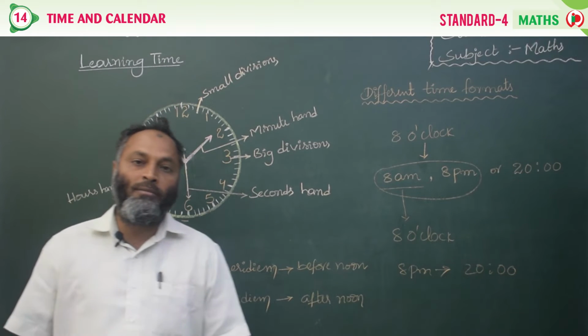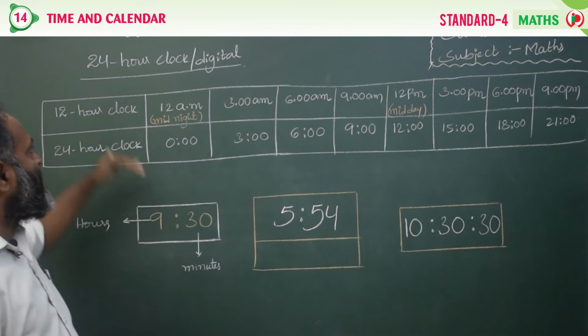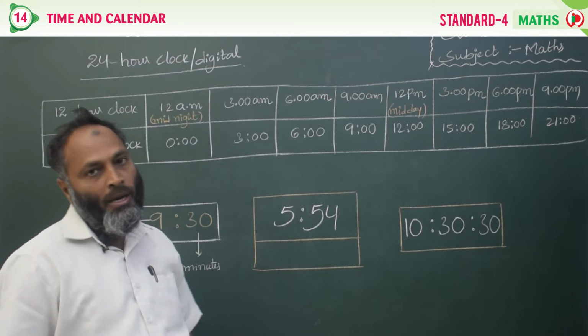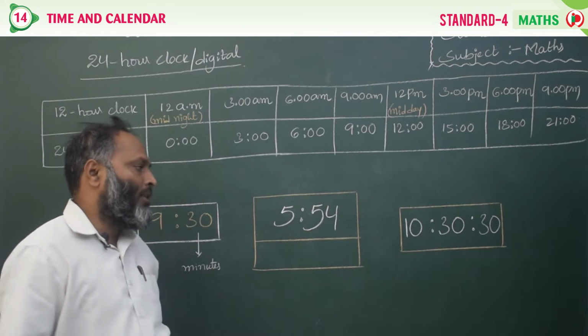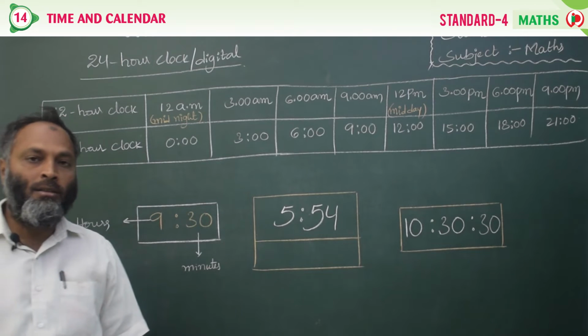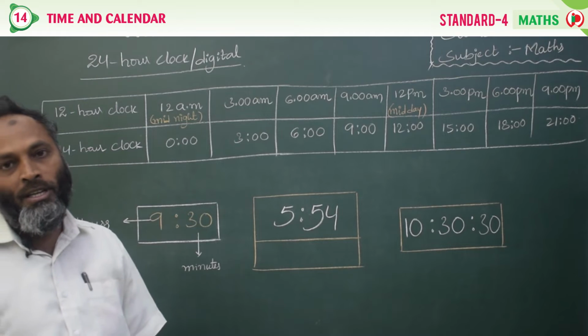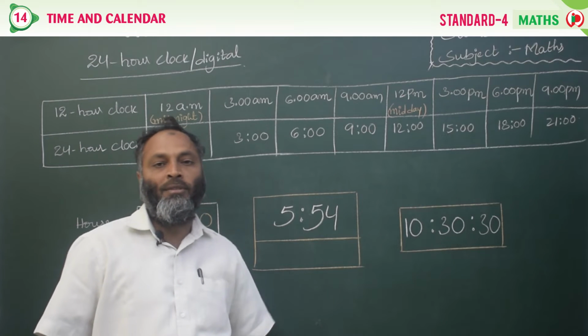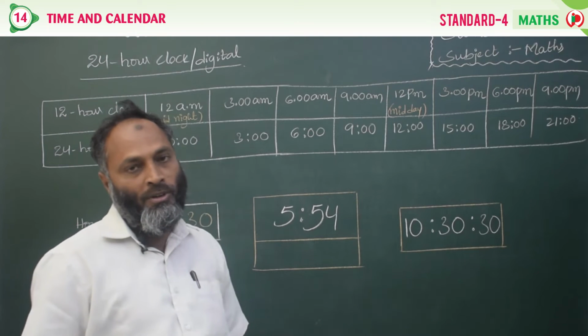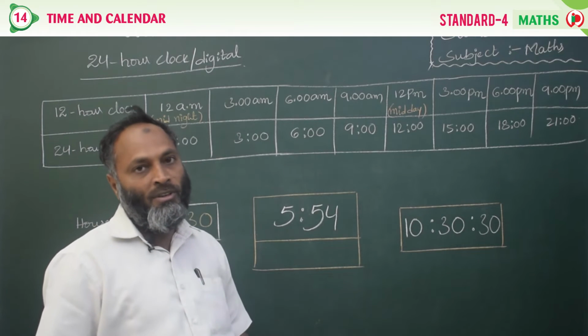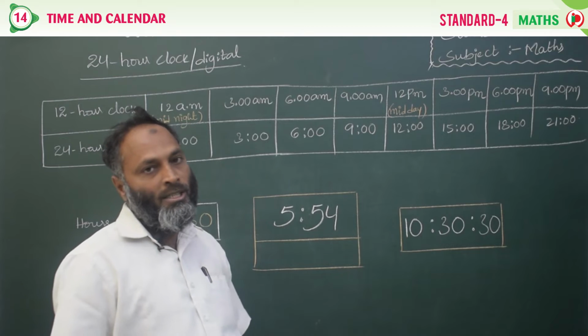Okay students, the next concept is about the 24 hours clock, digital clocks. In digital clocks, generally 24 hours format is there. As we discussed before, 8 PM is represented in 24 hours format as 20:00.